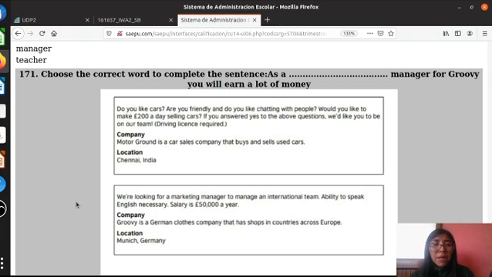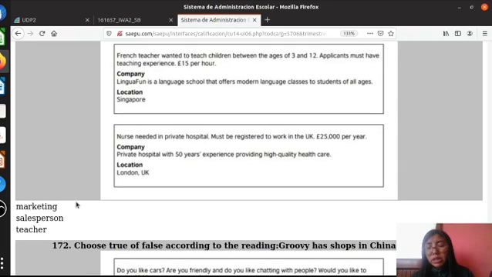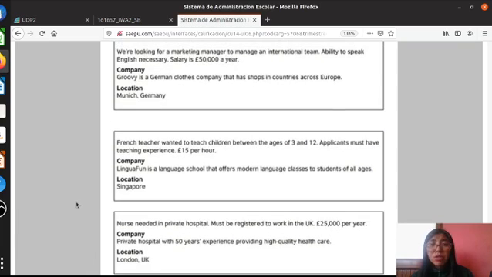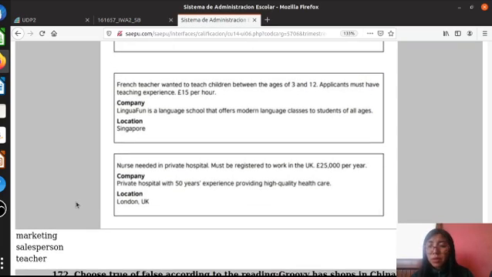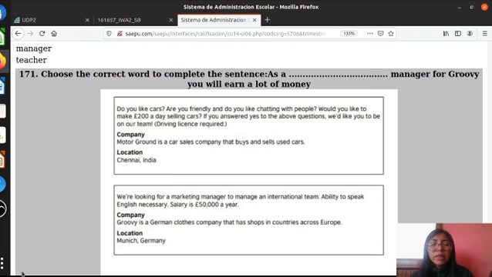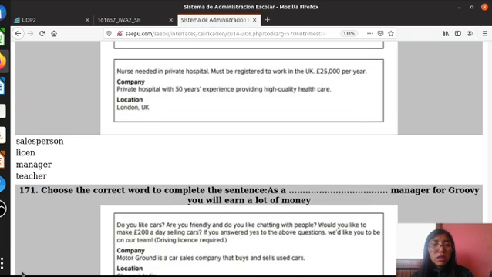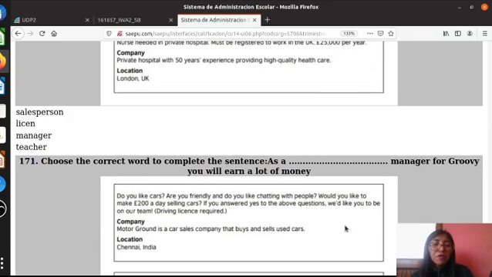As a manager for Groby, you will earn a lot of money. Here you have marketing, salesperson or teacher. As you notice here, we have some professions. Como usted se puede dar cuenta, estas son profesiones, por lo tanto tenemos que escoger la profesión de acuerdo al anuncio. In this case, as a marketing manager for Groby, you will earn a lot of money.